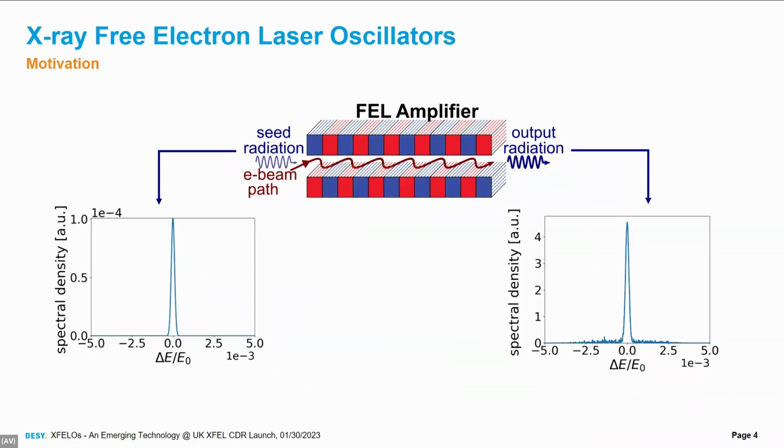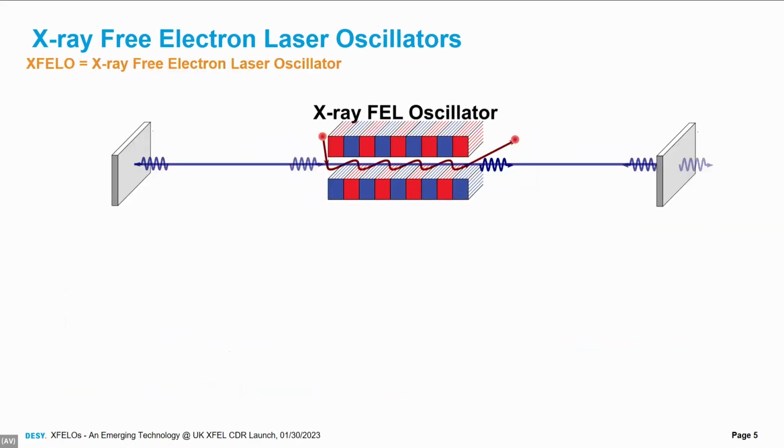However, there is no direct high quality seed in the X-ray regime, also not coping with what we heard before with the high harmonic generations, especially not in the hard X-ray regime, where the X-ray free electron laser oscillator is aiming for. So the XFELO basically is very simple. It is an oscillator, so just like the first laser oscillators or also FEL oscillators, you have two mirrors and you just trap the radiation in between these two mirrors.